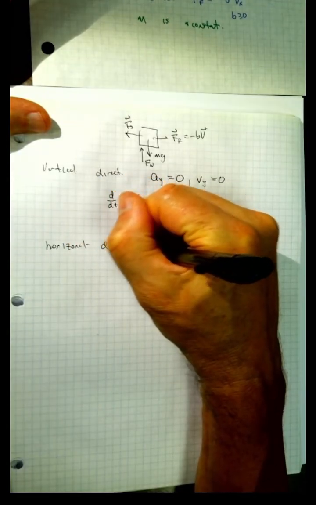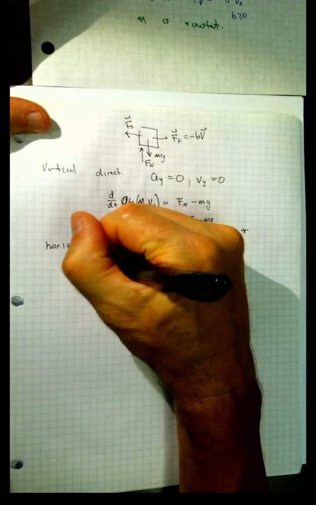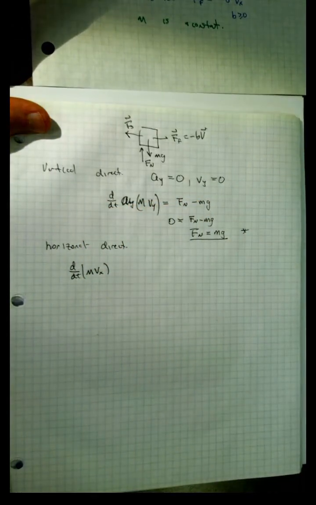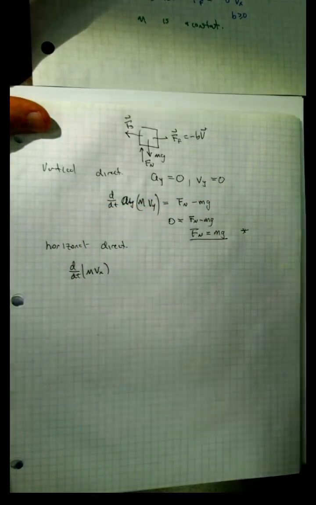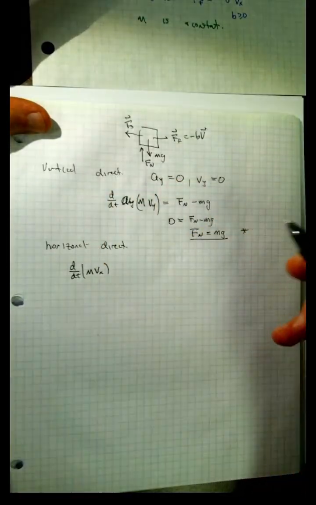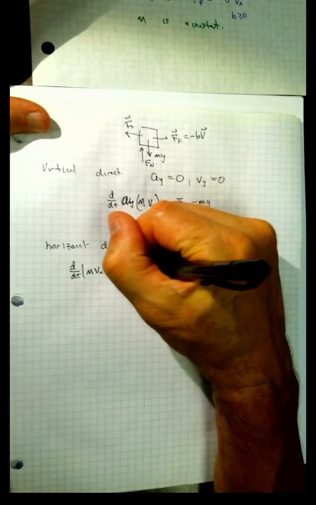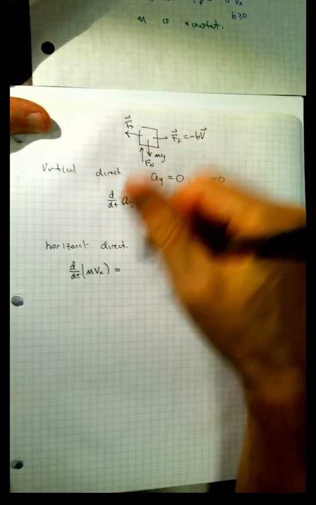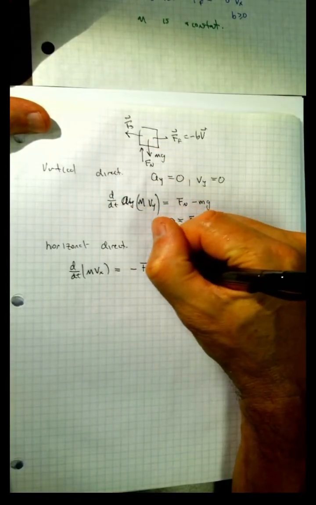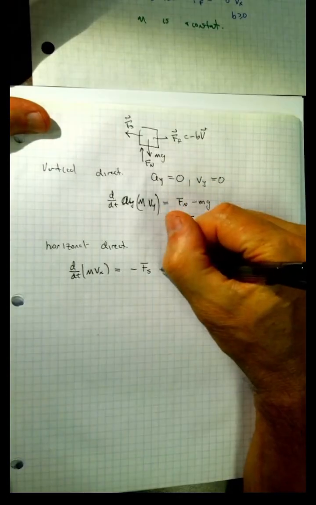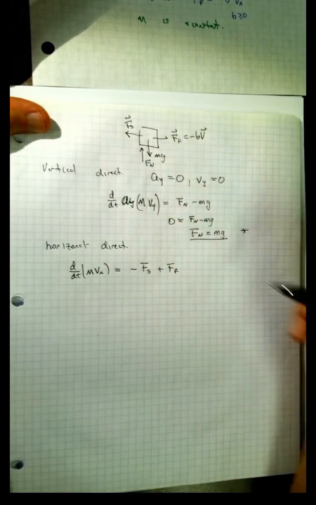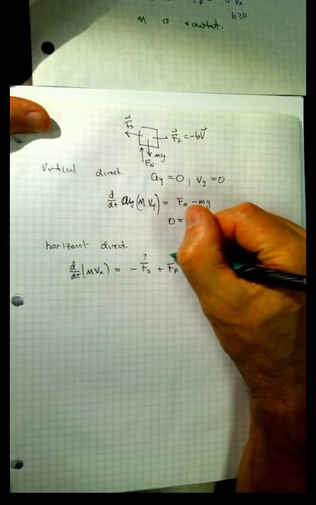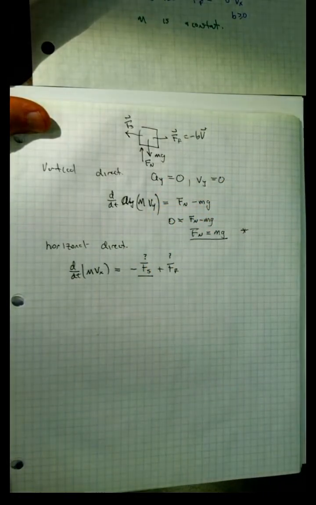For the horizontal direction, we're going to have our momentum in the x direction. So that's mass times the velocity in the x direction. That's going to be equal to, the way I drew this, the force due to the spring plus the force due to friction. So now the question is, what are these things? And I'm going to focus on the spring first.